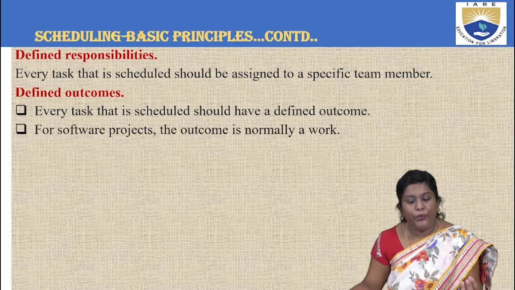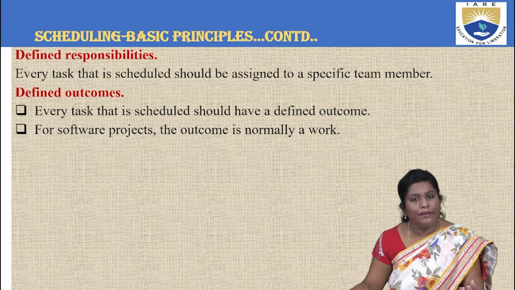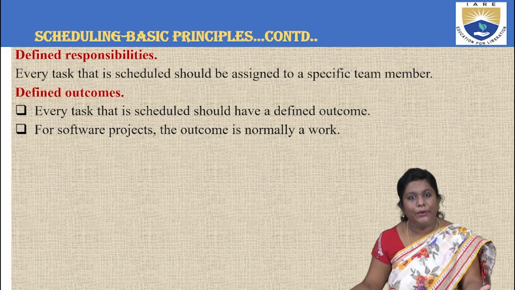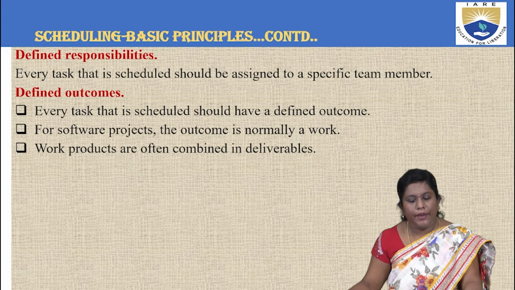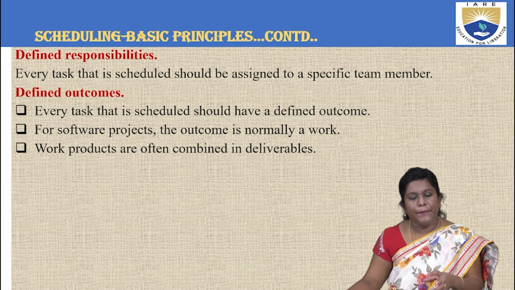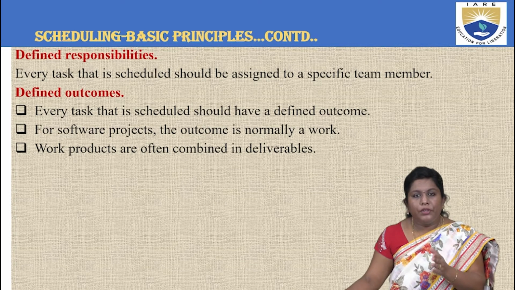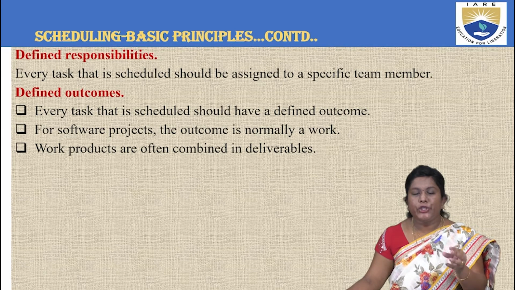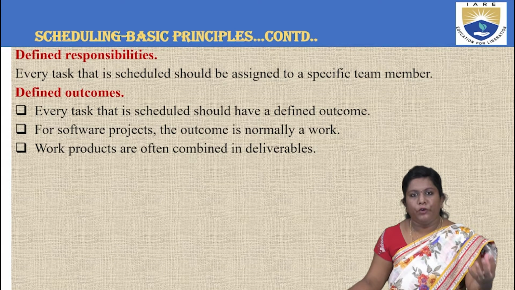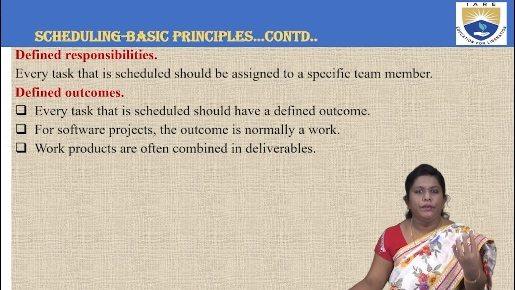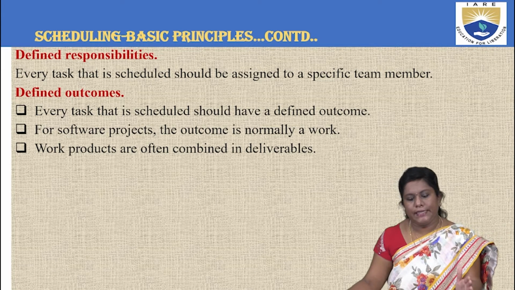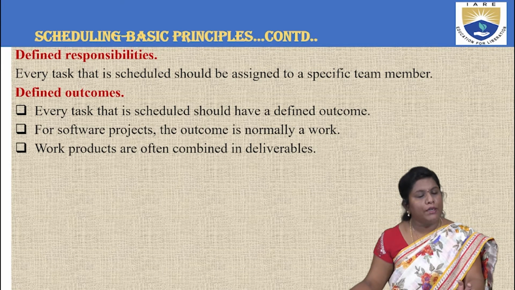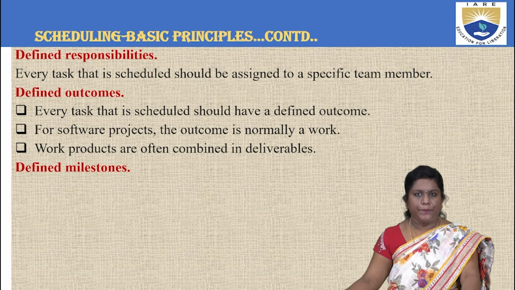Next, for software projects, that outcome is normally a work product, meaning whatever they're doing, they're expecting to get something out of it, which is called the work product. And the work products here are combined in deliverables, meaning you break them down into units. Each unit is executed and then put forward. The second task is executed and put forward. The third task is executed and put forward. At the end, you merge all these things. So work products are often combined in deliverables.